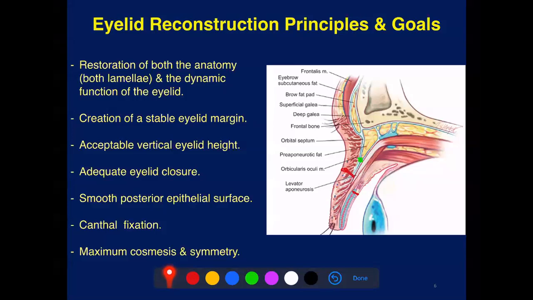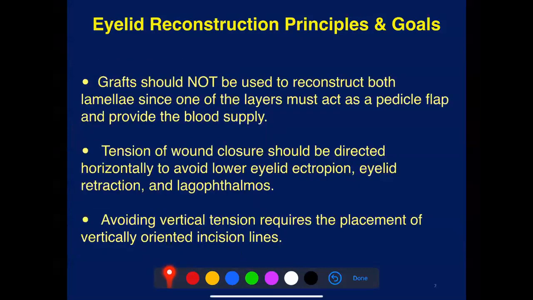You don't want the patient to have corneal keratopathy and punctate erosion. Canthal fixation also goes hand in hand with a stable eyelid margin. And try to achieve maximum cosmesis and symmetry. Of course, as Dr. Nawaf mentioned, you should not use a graft to reconstruct both lamellae, because you need a pedicle flap to provide the blood supply.